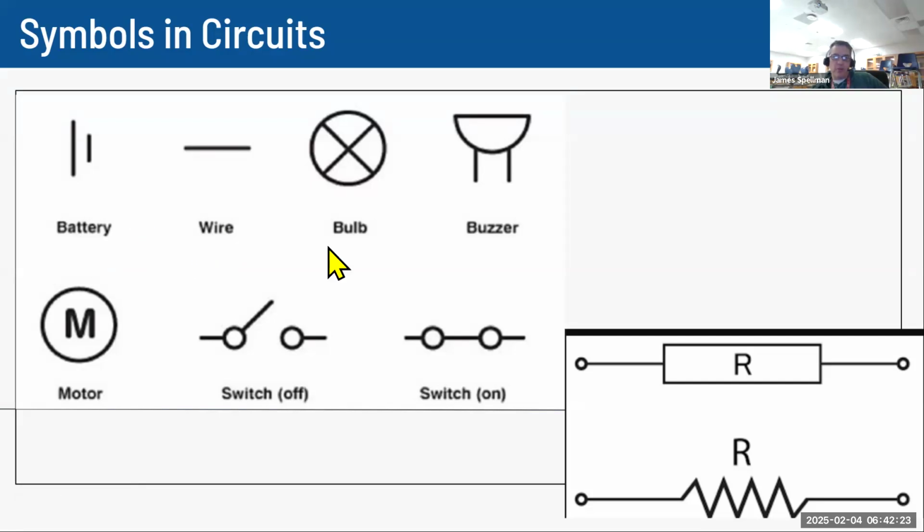Hopefully you know what the wire looks like. Bulbs are usually represented by a circle with an X through it. Other resistors, I've got them down here on the bottom right-hand side, can be these zigzag lines. And again, a resistor is anything that's going to be using the electricity.